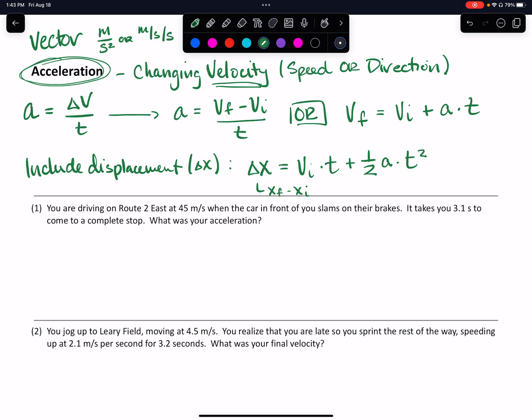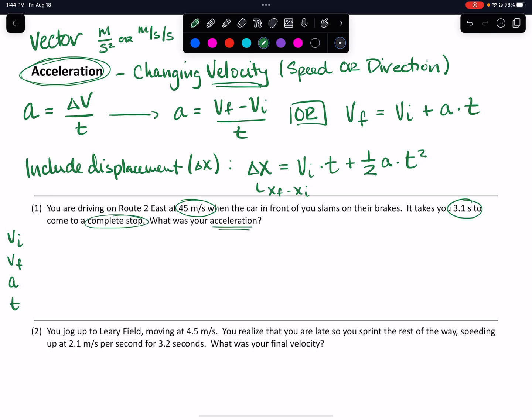All right, so let's try a couple problems. These are pretty straightforward. We're going to start with some simple ones. We're going to have four variables: v initial, v final, acceleration, and time. So I like to keep track of what my numbers are. All right, so you're driving on Route 2 East at 45 meters per second when the car in front of you slams on their brakes. It takes you 3.1 seconds to come to a complete stop.